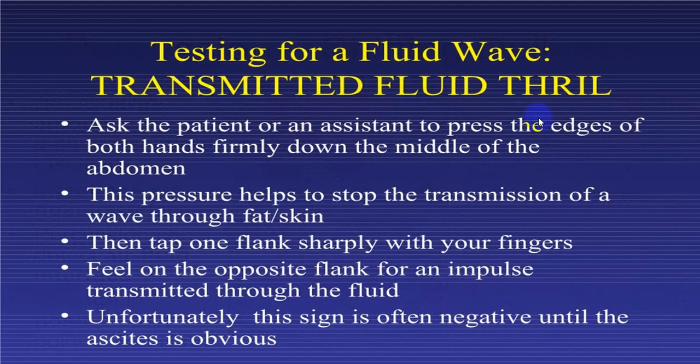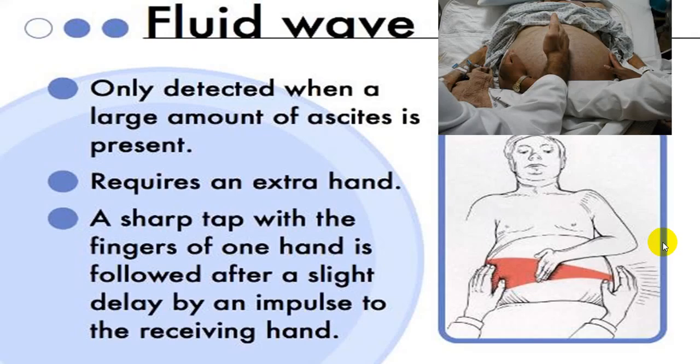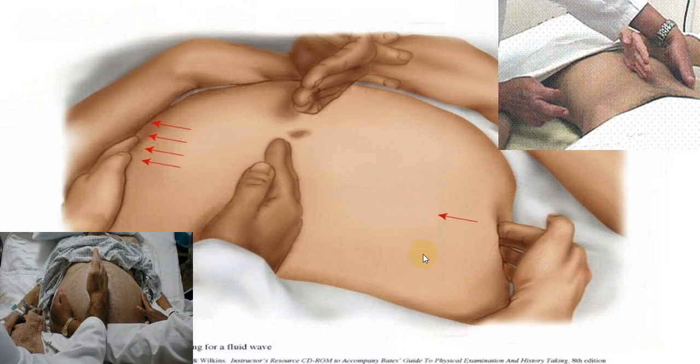So transmitted fluid thrill will be very easily demonstrable. You will require one hand in the center. This will be the percussing hand and this will be the palpating hand. And same thing when you get auscultation, we call it fluid thrill audible. So this is one hand in the center, this is percussing, this is palpating.